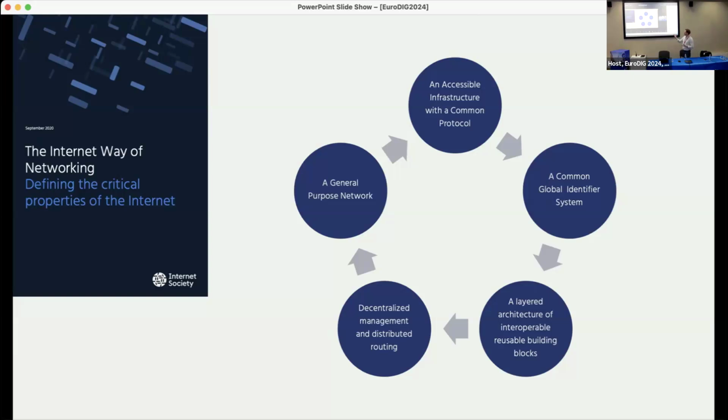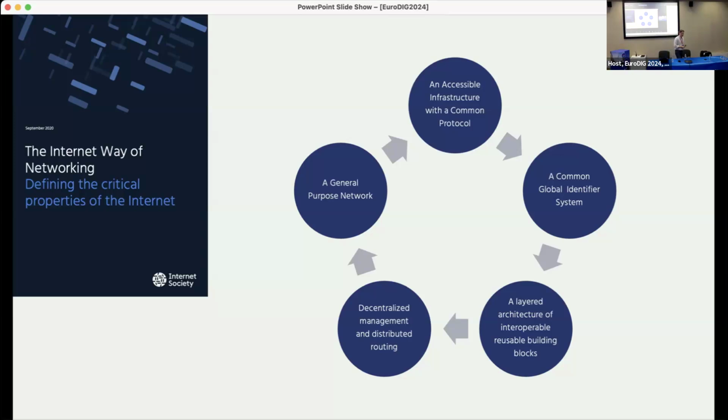And part of that model, what you're striving for when you're creating that internet, is that it should exhibit what we call critical properties that really define the internet as a networking model, and what we've learned being the fundamental characteristics of the internet when we look back, say, 30, 40 years. So the first thing that characterized this networking model that we call the internet is that it's a very accessible infrastructure with a common protocol.